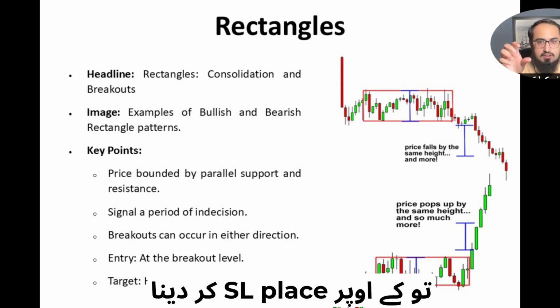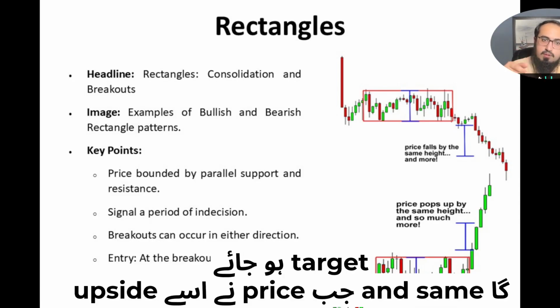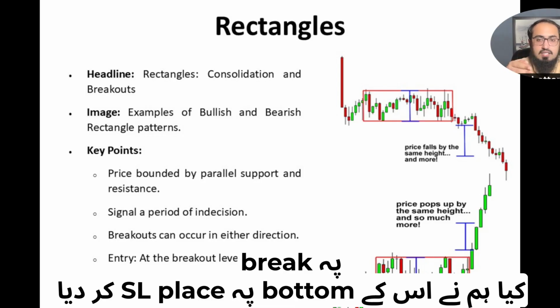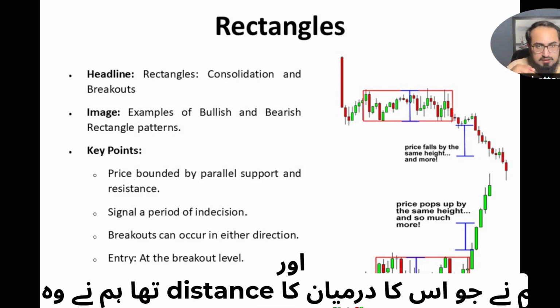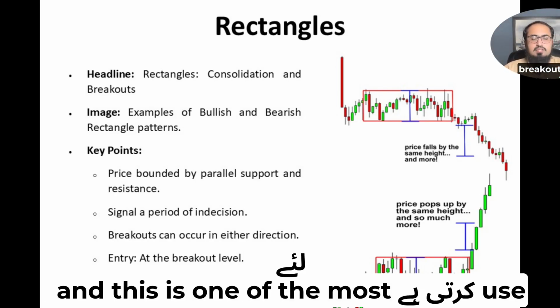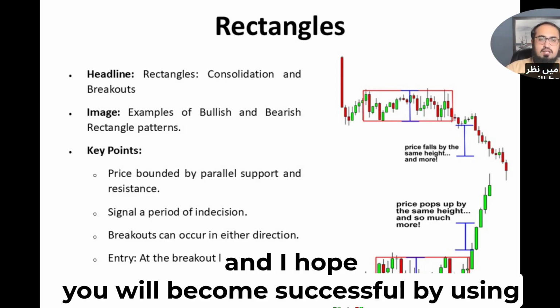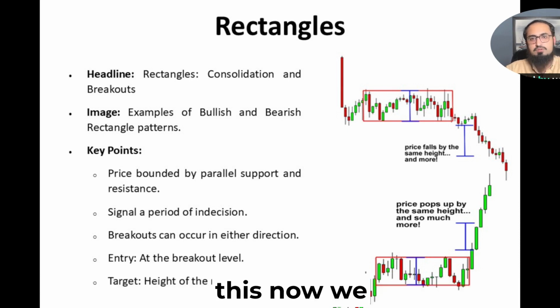So when the price breaks it on the downside, we have to place a stop loss above it, and the distance between them will become our profit target, and so on. When the price broke it to the upside, we placed the stop loss at its bottom and made the distance in between our profit target. This is mostly used for breakouts, and this is one of the most successful ways to trade. Keep an eye on this, and I hope you will become successful by using them.